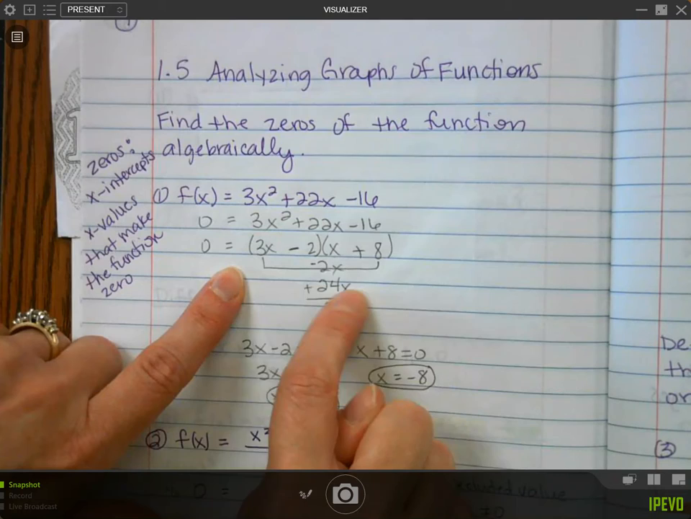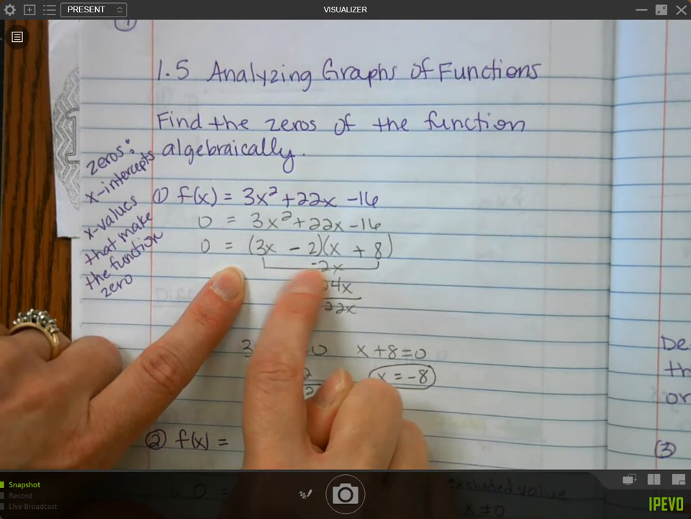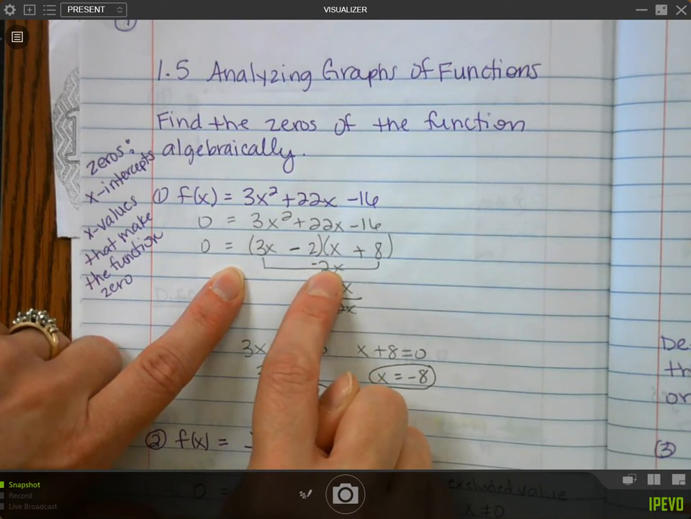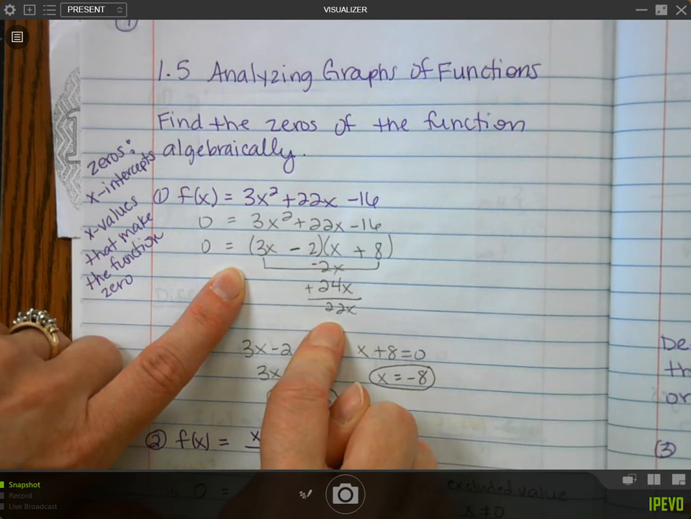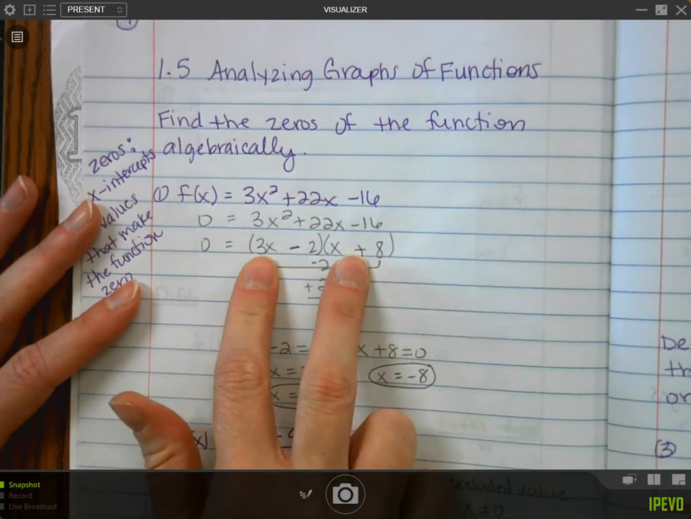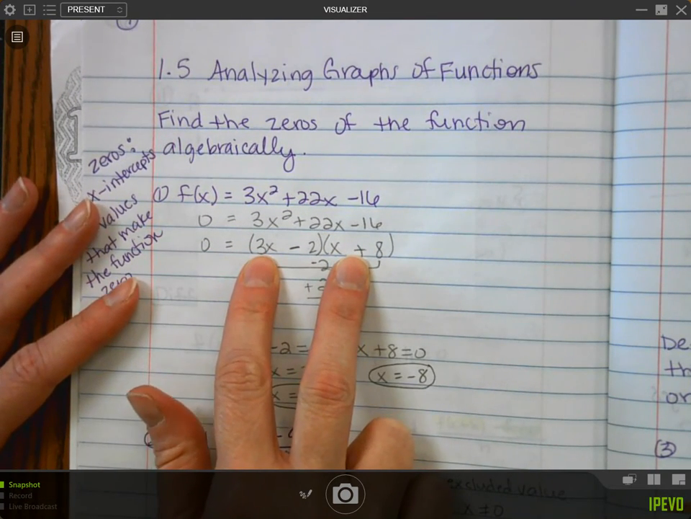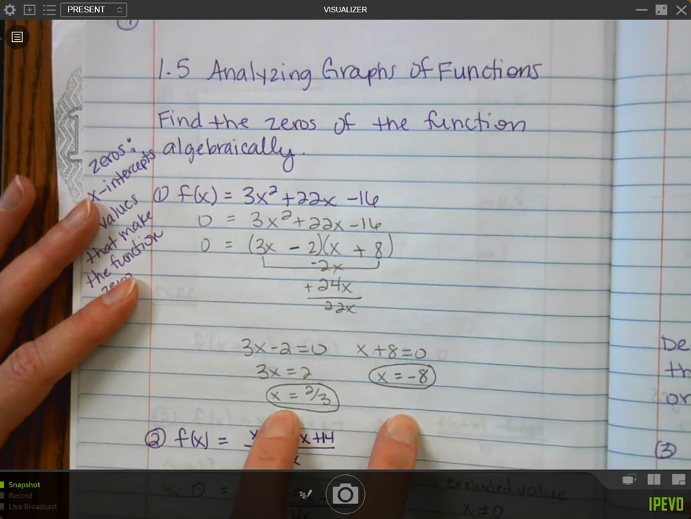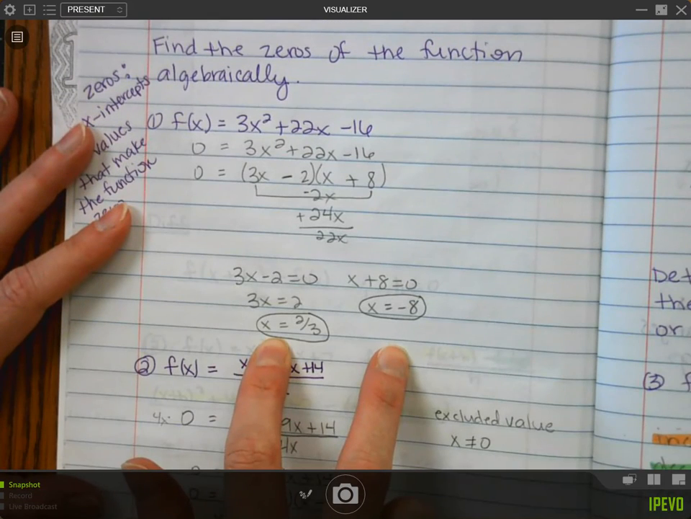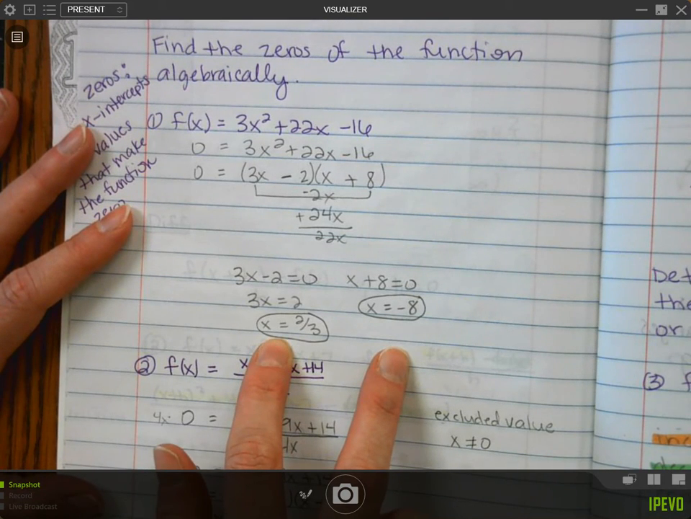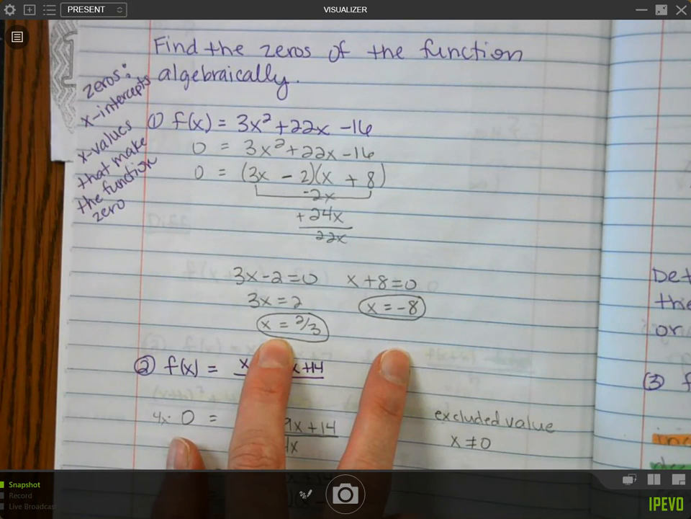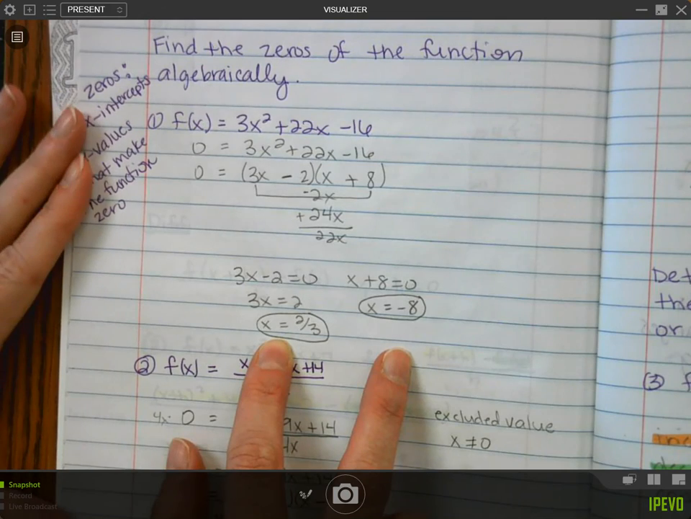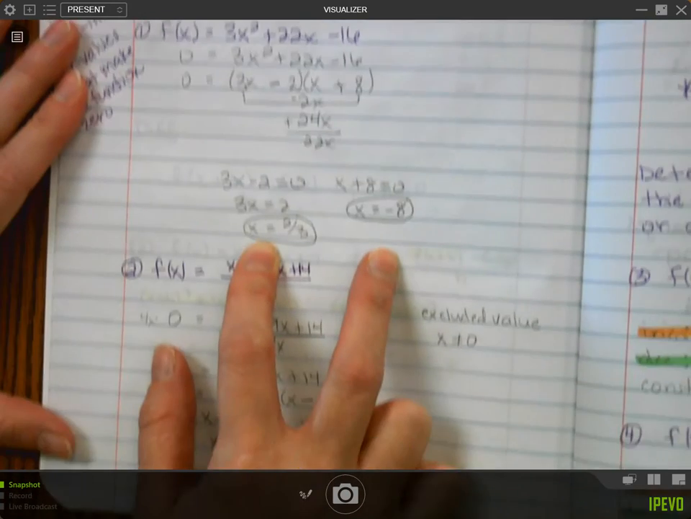3x times 8 is 24. Negative 2 times x is negative 2x. That gives us the 22 in the middle. Alright, so now you have it factored. You can use the zero product property to set those factors equal to 0 and solve. And you get 2/3 and negative 8 as the zeros of the function. If you need help with factoring, let me know. You can Google, there are a million options on factoring videos that are helpful.